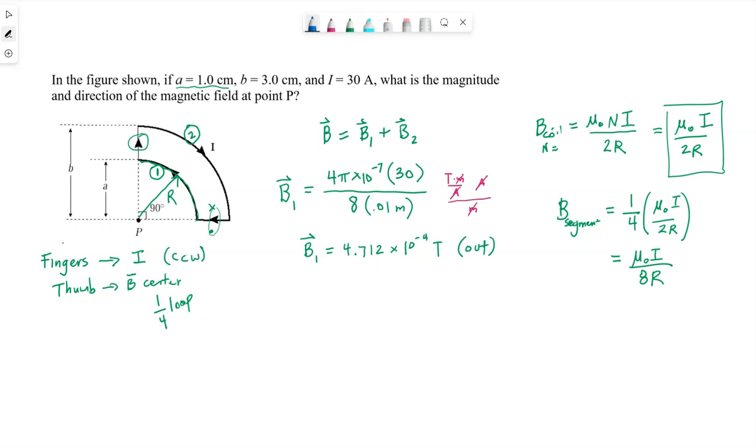Okay, let's find B2, the magnetic field due to the outer portion. So really the only difference, in terms of the numbers we're plugging in, is the distance away. So the R. So we have 4 pi times 10 to the negative 7 again for mu naught. We have the same current. We just have a bigger distance. So the 0.03. We do want that in meters again for the same reason.